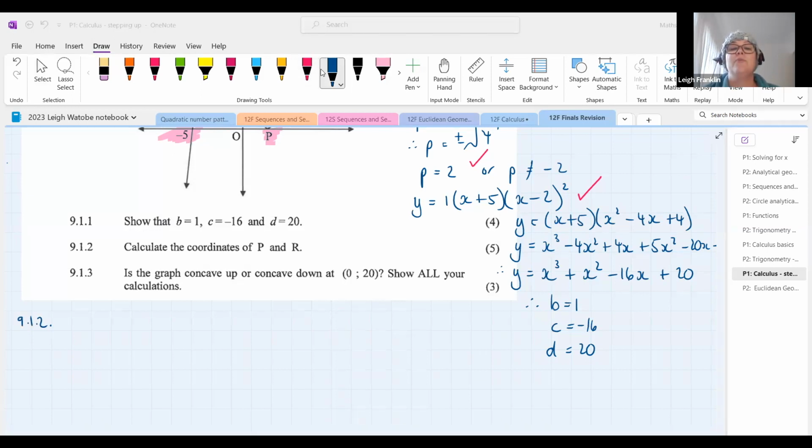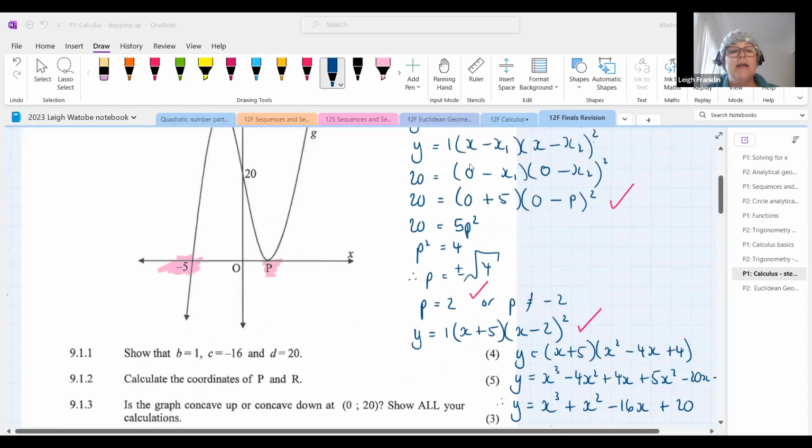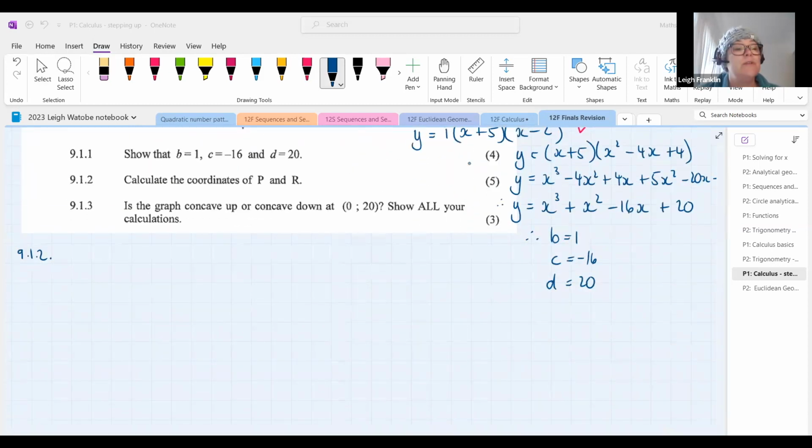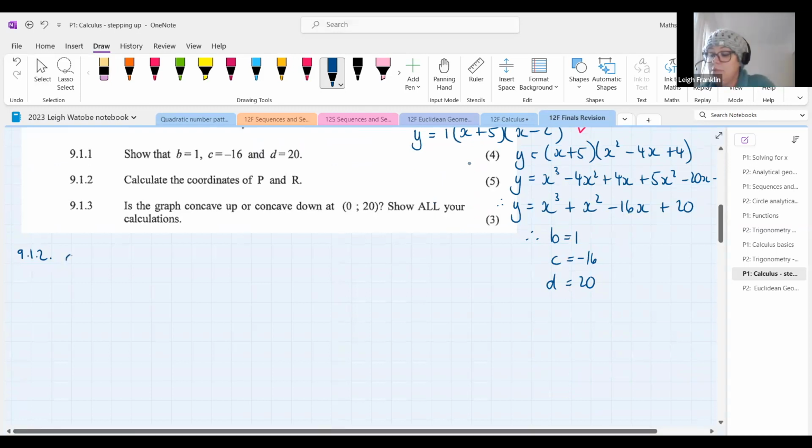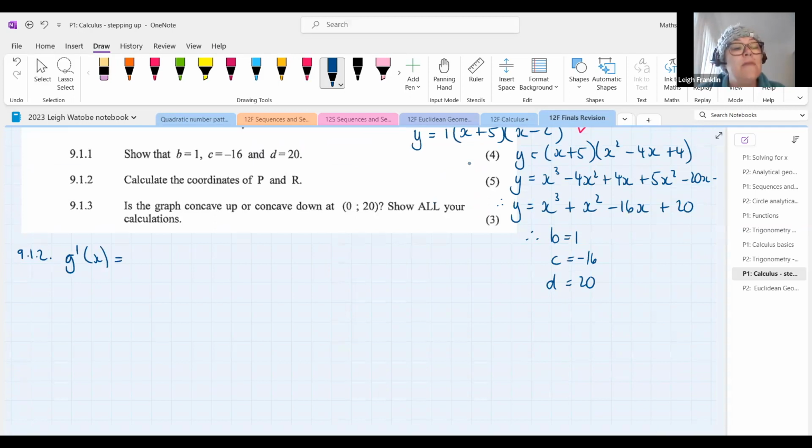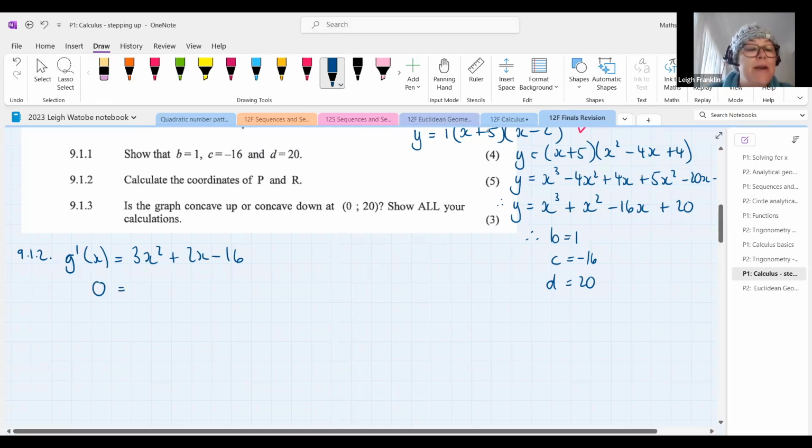I've got to derive, correct. I've got to use the first derivative. And of course, this graph was the graph of g of x. So the first derivative will be g prime x, and that will end up being 3x squared plus 2x minus 16, and equate to 0. Yes, very important. I've got to make sure that I make it equal to 0 because the gradient at the turning points is 0.